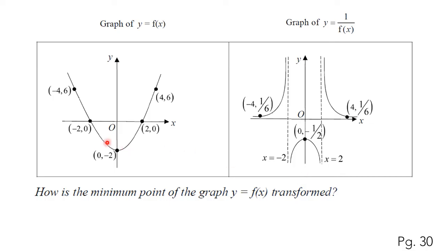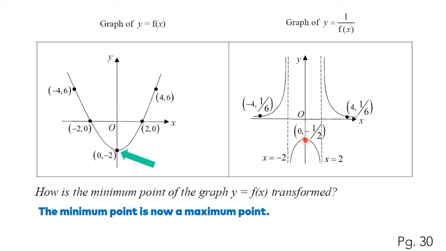The next feature that we are interested in is this minimum point, (0, negative 2). What happens to it? We already know that this value will become negative half over here. But in this graph, what we notice is that the point is also a maximum point. So the minimum point has now become a maximum point.